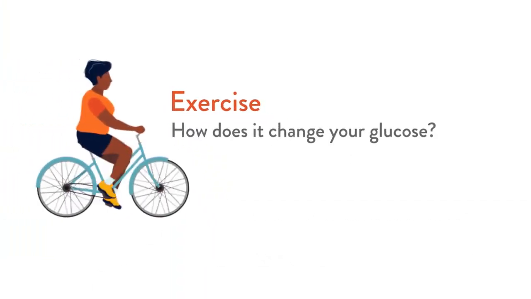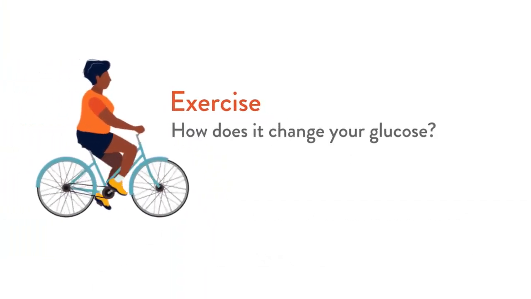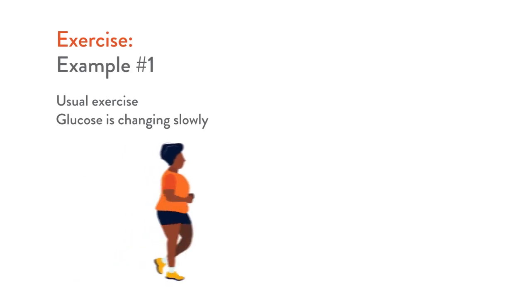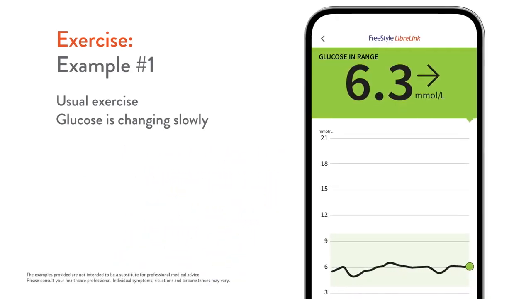Regular physical activity is part of your self-management, but like carbohydrates, it can affect your readings. Let's say you walk daily for an hour after dinner. Here's what your scan could look like afterwards. Notice that your glucose came down, stayed in target range, and your trend arrow is steady.